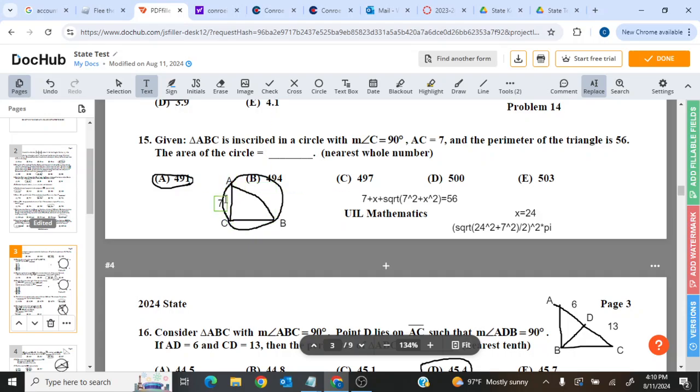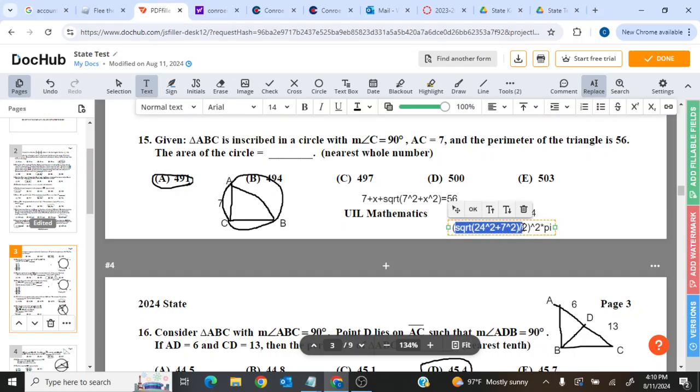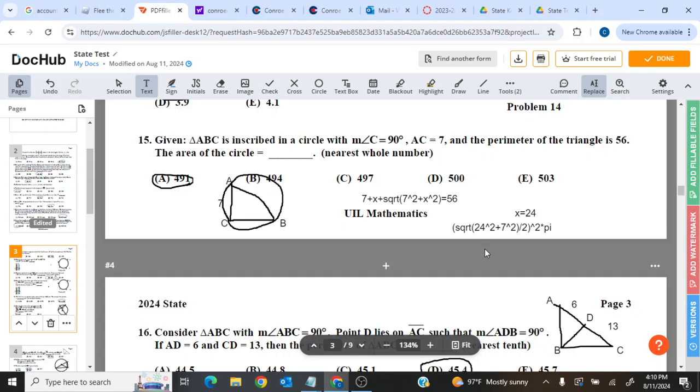Well, the perimeter is 7 plus CB plus AB. So 7 plus your unknown side plus Pythagorean theorem to figure out AB. 7 squared plus x squared has to be equal to 56. And if you do that, you'll get a value of x equals 24. Then use Pythagorean theorem to figure out AB of 25, and then use area of a circle, r squared times pi. And you'll get a value of 491.